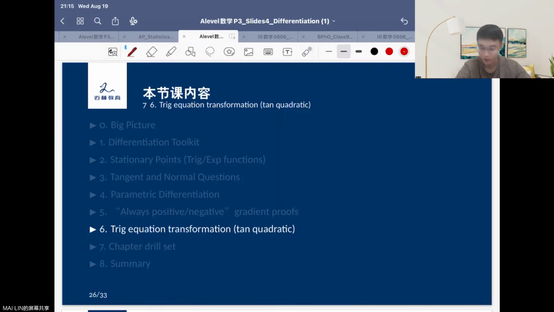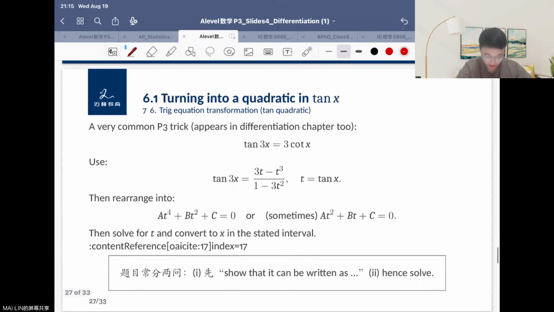Okay, so let's move into this part. For this kind of question, there's a very common P3 tricky problem, like here: tan 3x equals 3 cot x. Most of the time you can use the rules for tan 3x and divide it into tan(x + 2x), then use the tangent rule.